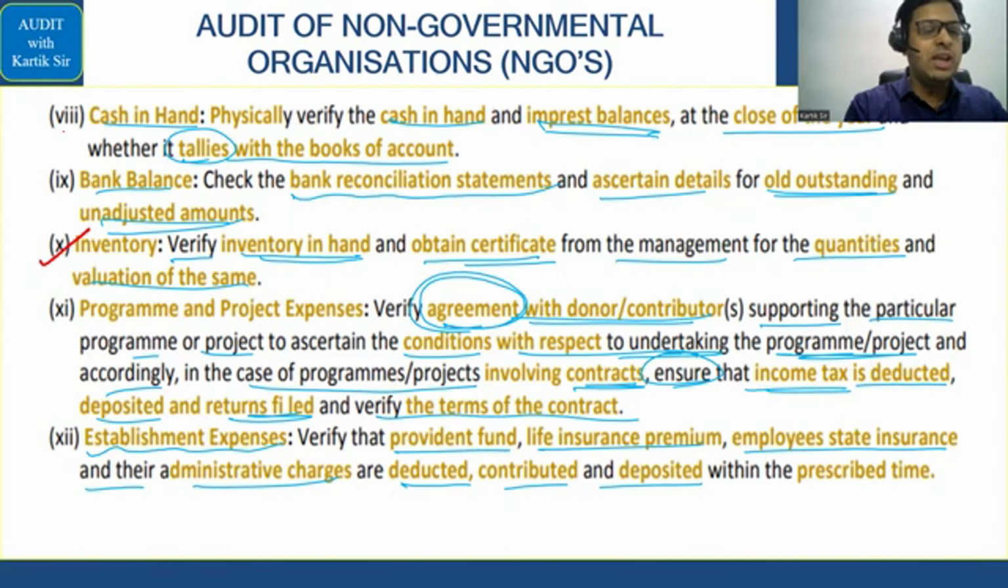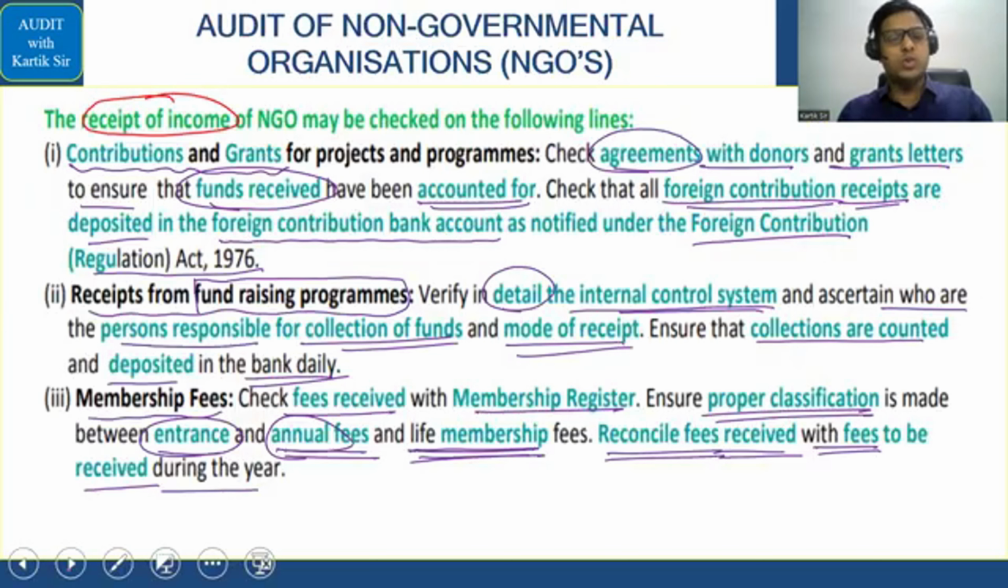Investment inventory. Then you had cash bank. Then project and program expenses and establishment expenses. This is how it will work. That is basically in relation to the audit program of an NGO. Last was receipt of income of the NGO. So we had seen this point here. Again in this, if we had done a story, then we did a story. Otherwise we had simply memorized it anyway. If we have done a story, then we must have done the Lucky Day story.